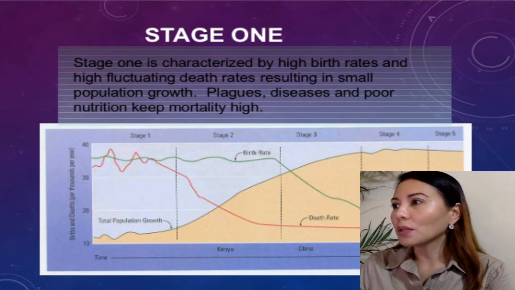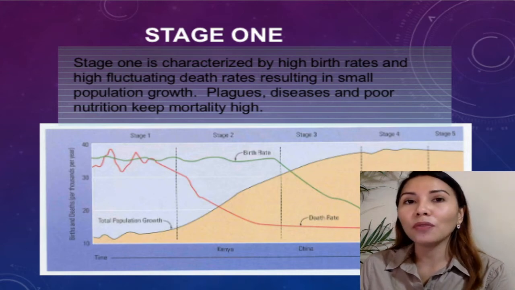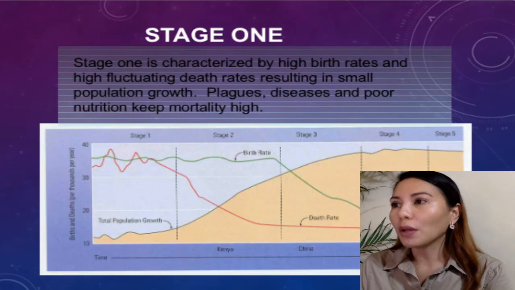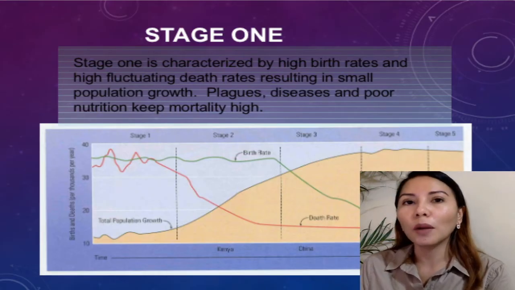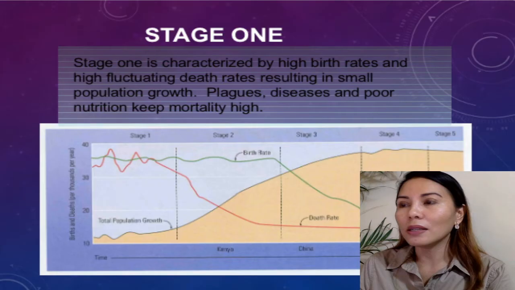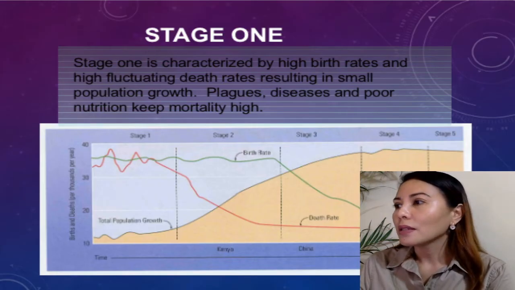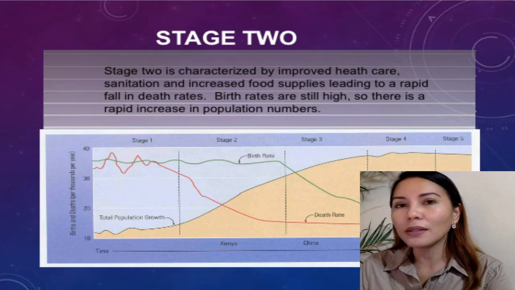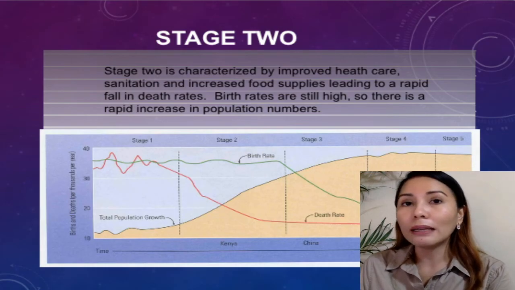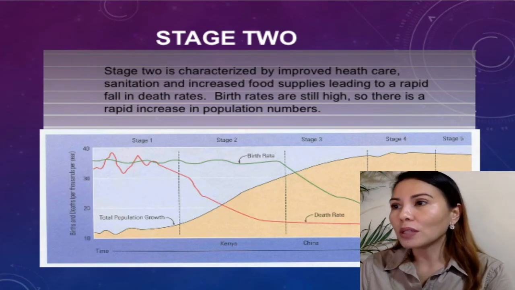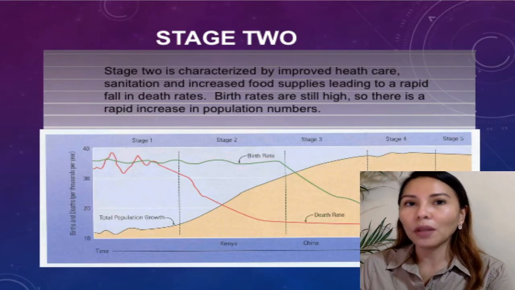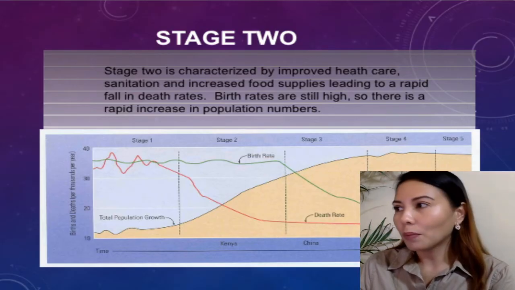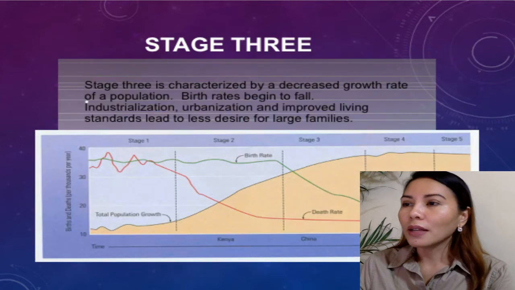Stage 1 is characterized by high birth rates and fluctuating high death rates resulting in small population growth. Plagues, diseases, and poor nutrition keep death rates high. Stage 2 is characterized by improved healthcare, sanitation, and food supplies, leading to a rapid fall in death rates. Birth rates are still high, so there is a rapid increase in population numbers.